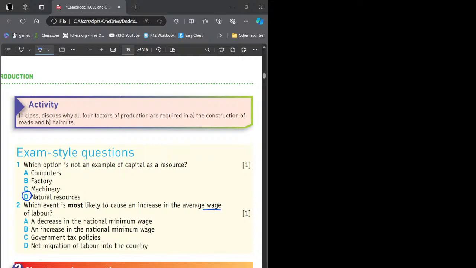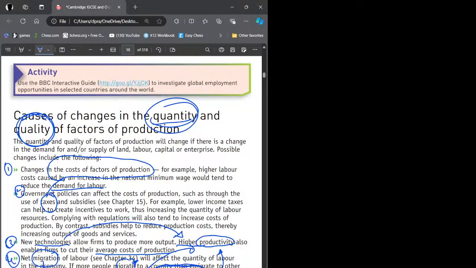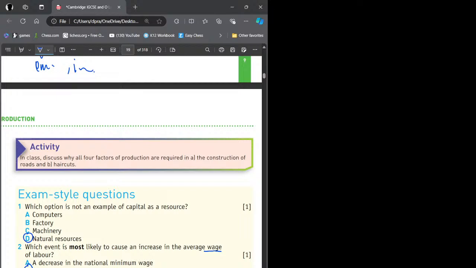Okay, let's read the question. Decrease in the national minimum wage, increase in the national minimum wage, government, okay. Net migration of labor into the country. Okay. 5, 4, 3, 2, 1. It should be national minimum wage. You look at this NMW in market equilibrium and disequilibrium. So don't worry, we'll get to that.